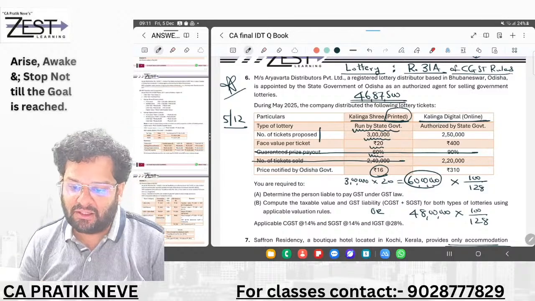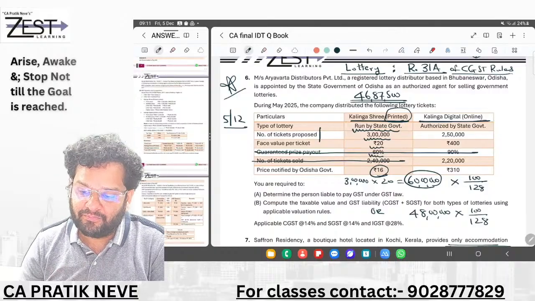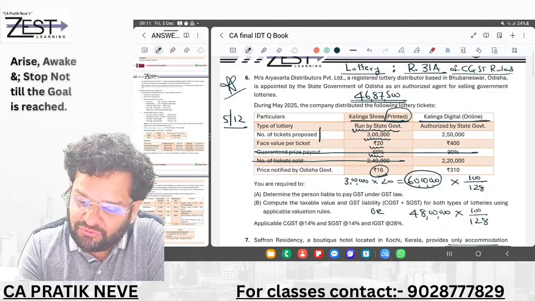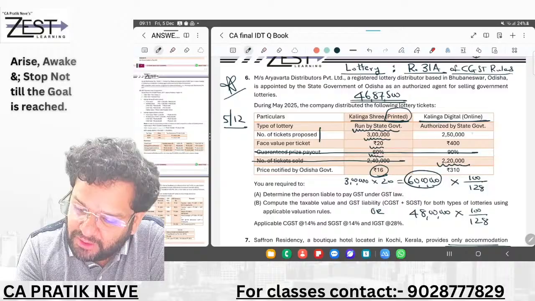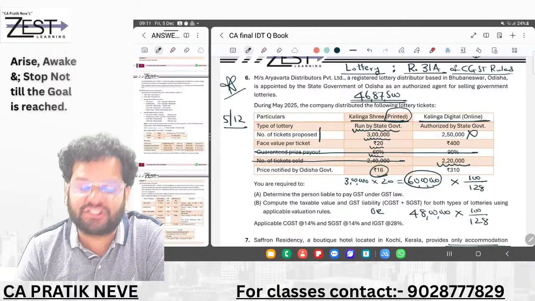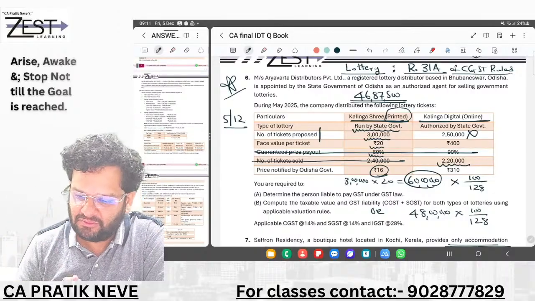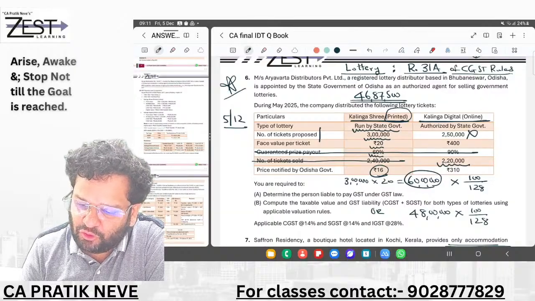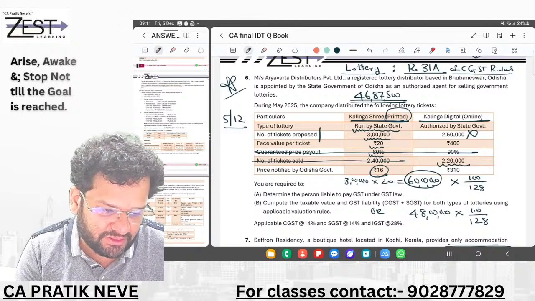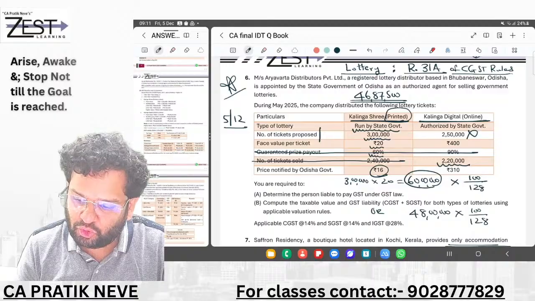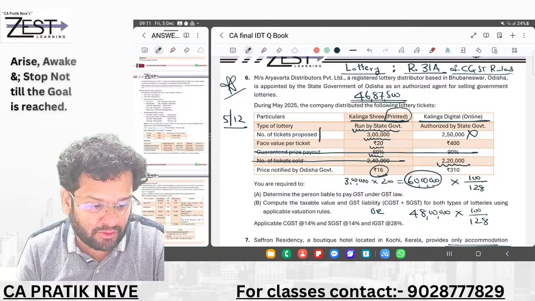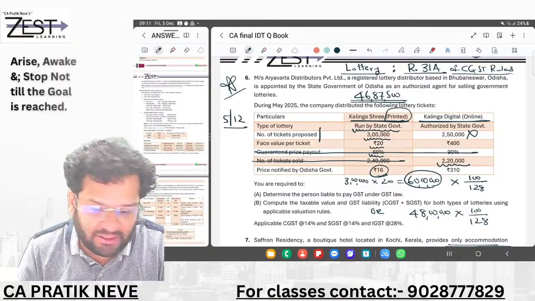In case of Kalinga Shri printed and Kalinga Digital Online, in Digital Online you will go only for the number of tickets sold, because it is not printed, it is online. That's why only the ones which are sold matter. So it will be 2,20,000 into 400, which is 220 into how many rupees? Face value is 400. So 8 crore 80 lakhs.